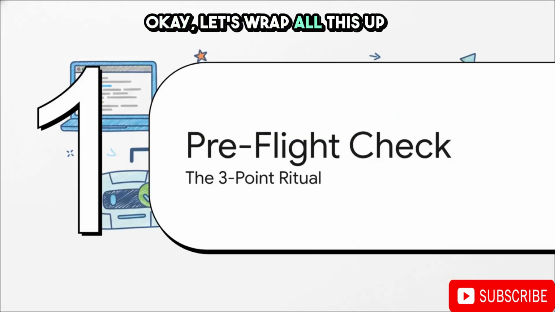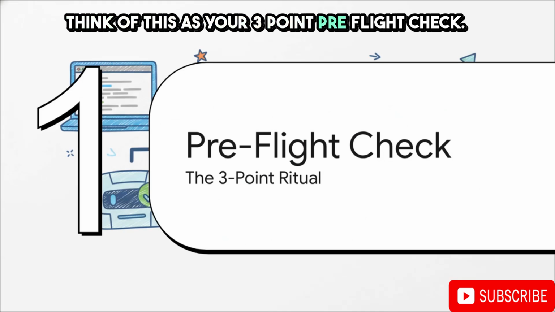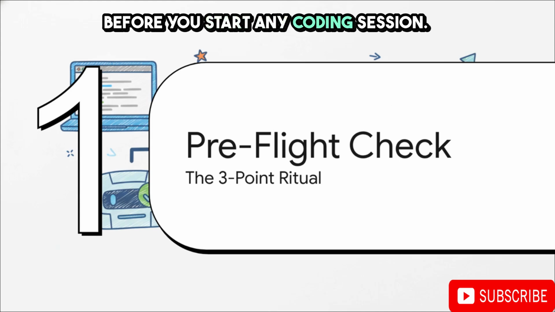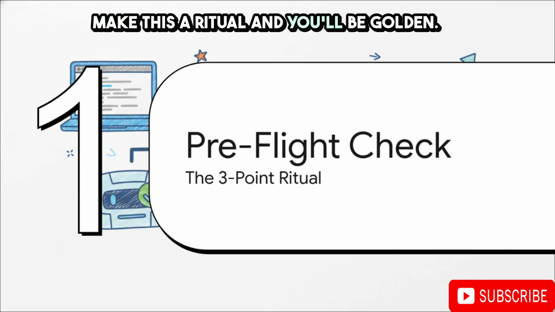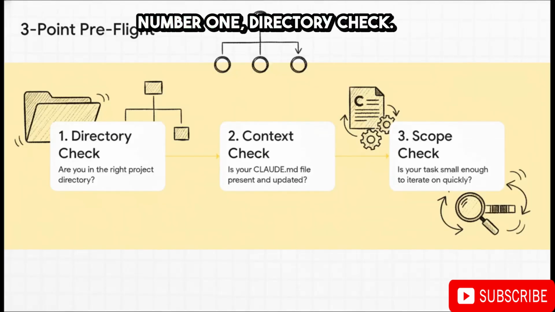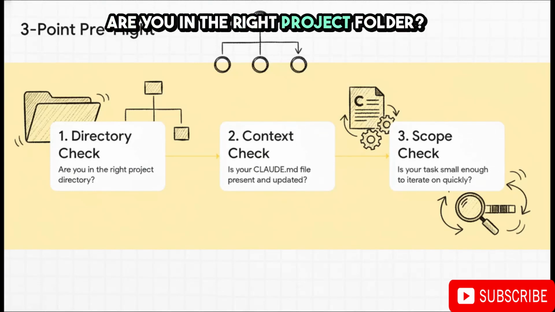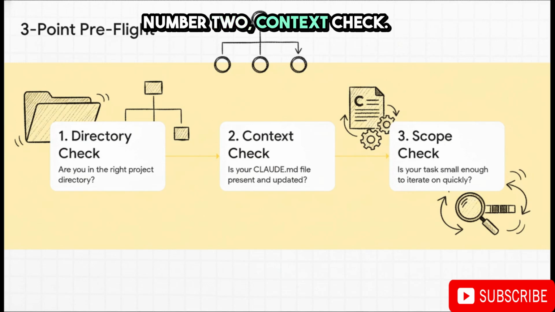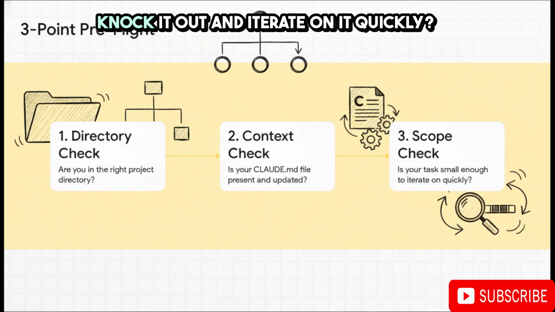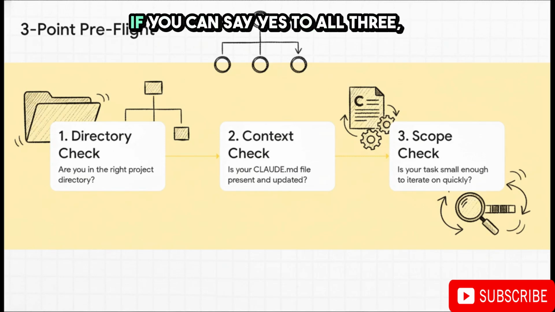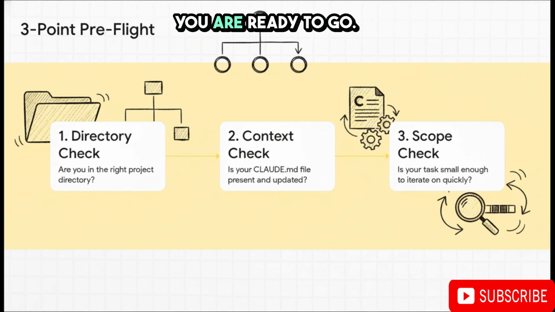Okay, let's wrap all this up into a simple checklist. Think of this as your 3-point pre-flight check before you start any coding session. Make this a ritual, and you'll be golden. Number 1, directory check. Are you in the right project folder? Number 2, context check. Is your Claude.md file there, and is it up to date? And number 3, scope check. Is your task small enough that you can knock it out and iterate on it quickly? If you can say yes to all 3, you are ready to go.